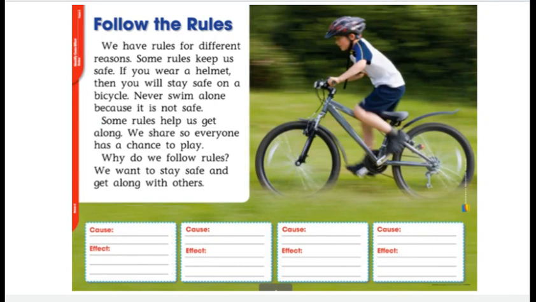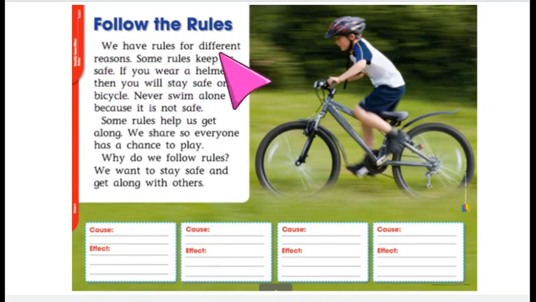So, for example, like I said, the reason that we have those rules is so that our friends stay safe and no one gets hurt. What are your reasons for having those rules? Keep those ideas in your brain while we read this poster. Be thinking about any cause and any effect. It's called Follow the Rules.